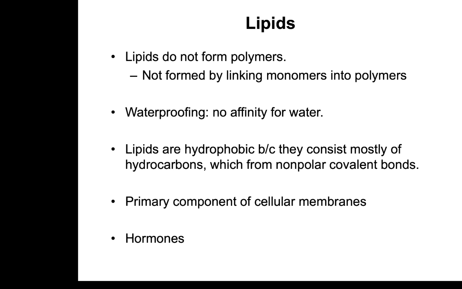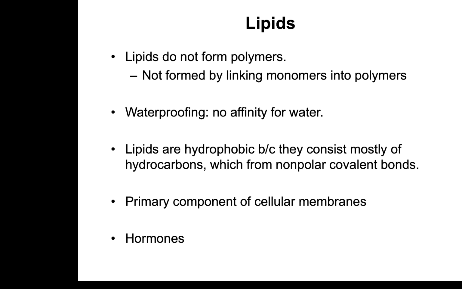In the continuation of studying macromolecules, the second type of macromolecule is lipid. Lipids do not form polymer. Do you remember monomer and polymer? Monomer is the building block that makes up polymer. The chemical structure of a lipid does not allow lipid to form polymer. So lipids are not formed by linking monomers into polymer.